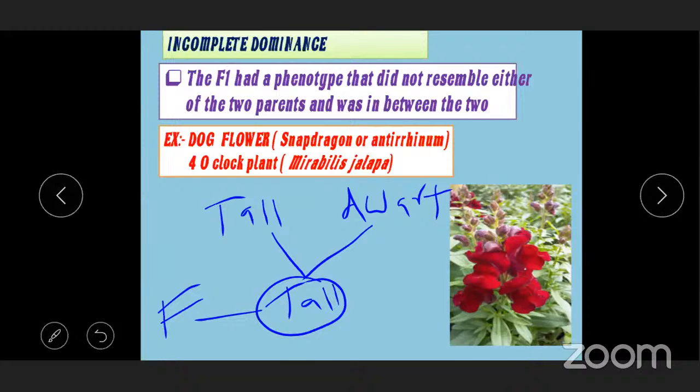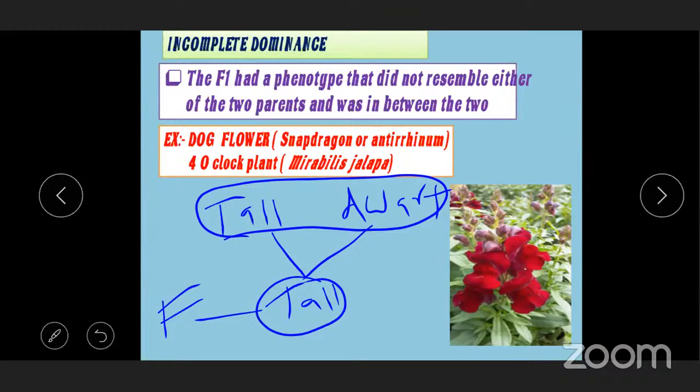But in incomplete dominance, a new character will be produced in the F1 generation other than the parents. So another new character will be developed in the next generation, other than the parents. That is why this is not the law of dominance. That is why it is incomplete dominance.